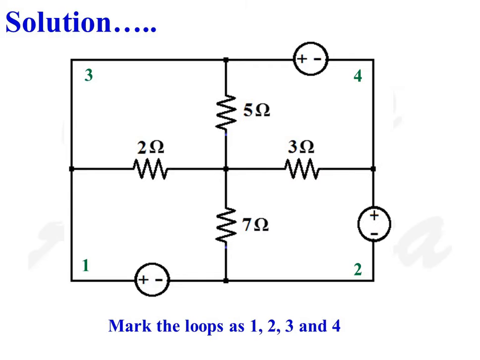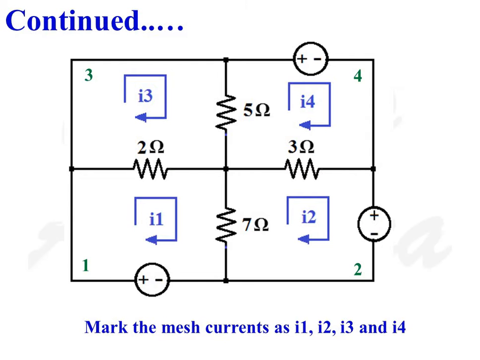First of all, mark the loops as 1, 2, 3 and 4. Mark the mesh currents as I1, I2, I3 and I4. Mark the voltage sources as VA, VB and VC.